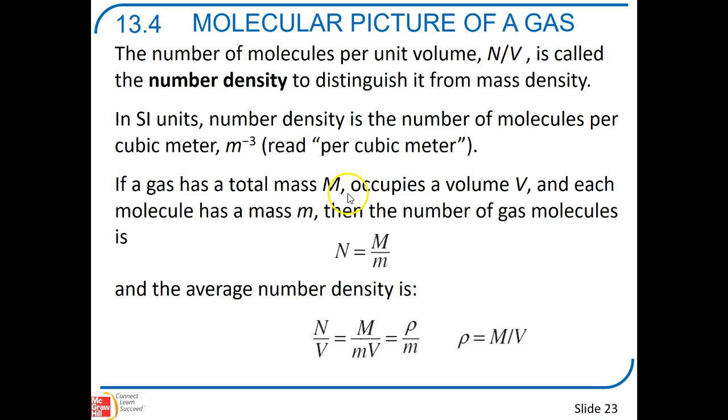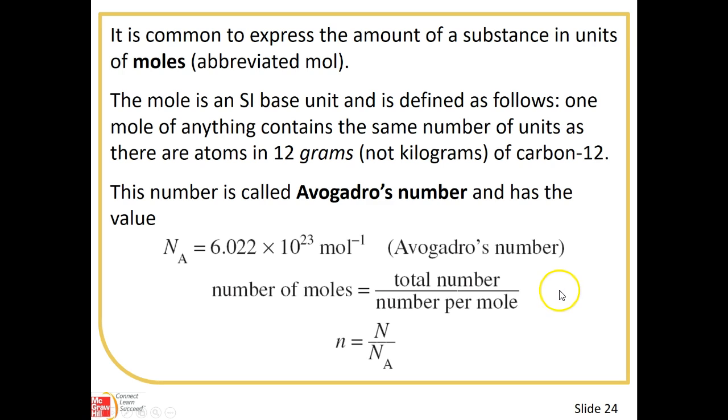So if I have a gas that has a total mass of M and it occupies volume V, and each molecule has a mass m, then the number of gas molecules is just M over that little m. And the average number density can then be M over m times V, which is equal to rho, which is our density, over that m that we said for the molecular mass, where density is just mass per unit volume. So that's essentially what we've done. Let's go ahead and see how we can use this.